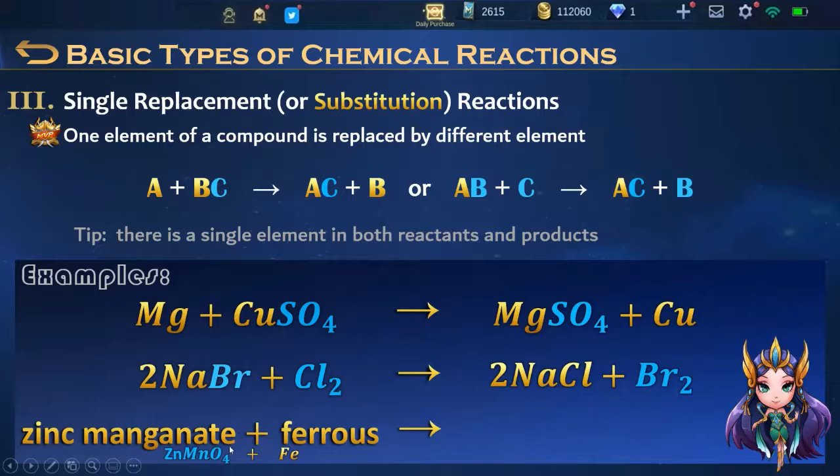Fe for ferrous. And this should be zinc is cation. I-change partners niya, no? To Fe. Kay si manganate, i-change partners siya. Kay si manganate man ang anion nato dire. So, ferrous manganate plus Zn. So, wala gyud siya subscript nga 2. Remember, basta single element siya.